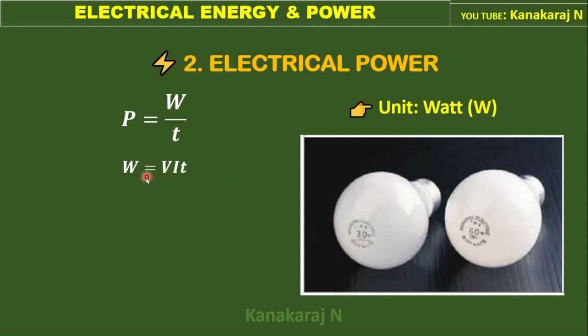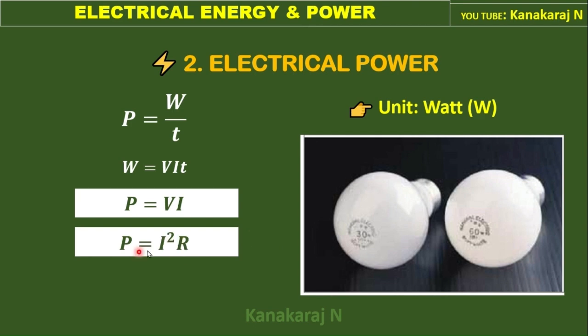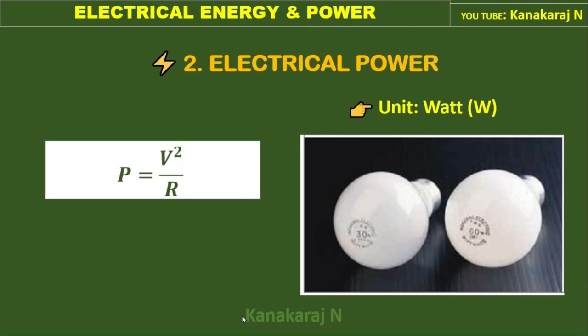Let us substitute the electrical energy W equals VIT. So we get power as V times I. Now we can replace V as IR or I as V by R by using Ohm's law. So we get another two formulae. The first one is P equals I square R, the power in terms of current and resistance, and P equals V square upon R, the power in terms of voltage and resistance.